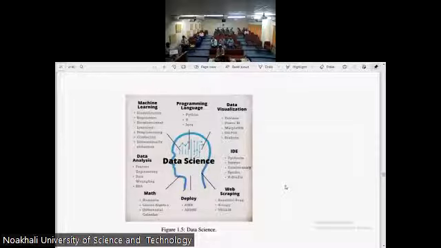This is one of the pictures I found on Facebook, some of my friends shared it. So what about data science? After deep learning, the next topic is data science. You see, the human brain is about data science. Data science is all about machine learning. In the top left corner, you see machine learning. We have classification, regression, clustering, deep learning, dimension reduction. So the major part of data science is machine learning.